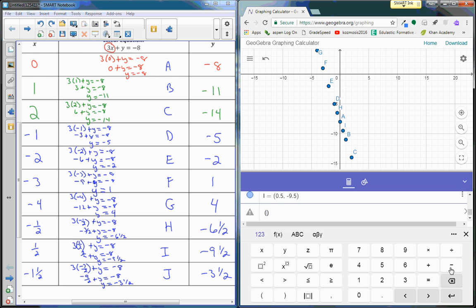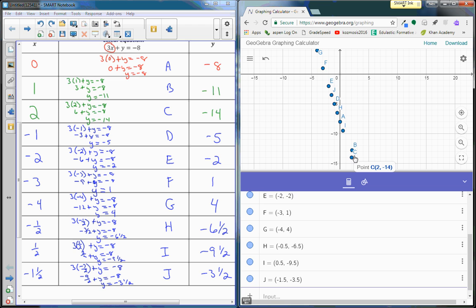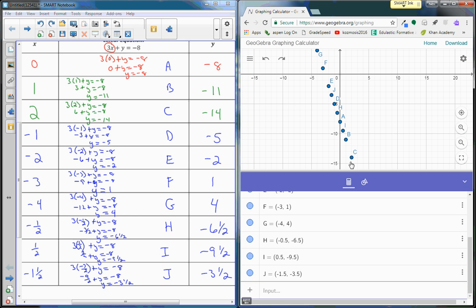And we're going to do negative 1.5, comma, negative 3.5. And hit enter. And that was J, and J is right here. And it fell between E and D. So D and E was negative 1 and negative 2, and sure enough, there it is. So as you can see, when we choose fractions in between, it's still on that straight line, and therefore it is a linear equation.